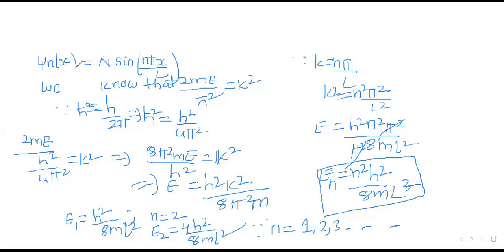Again, I'm repeating: psi is equal to N sin n pi x by L. We know that 2mE by h bar square is equal to k square. h bar is h by 2 pi, so h bar square is h square by 4 pi square. We substituted it and got E is equal to h square k square by 8 pi square m. K is nothing but n pi by L, so k square is n square pi square by L square. We replace it and got En is equal to n square h square by 8 ml square.